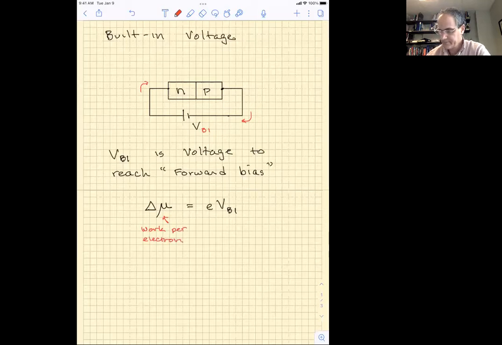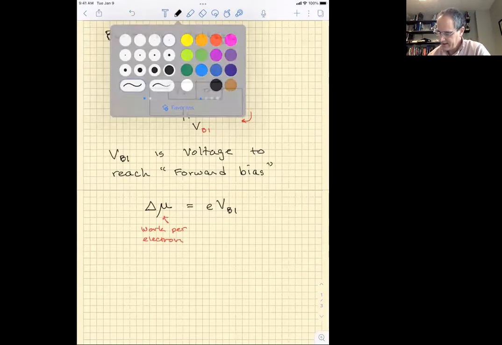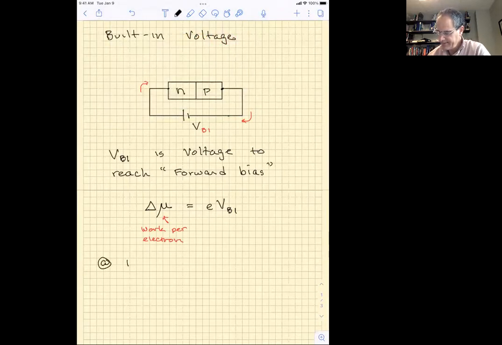Okay? All right. Now, if we were at T equals 0, this would be very clear. The work required, I'll just write it as W for a moment, would be equal to the change in potential energy of the charge. Okay?